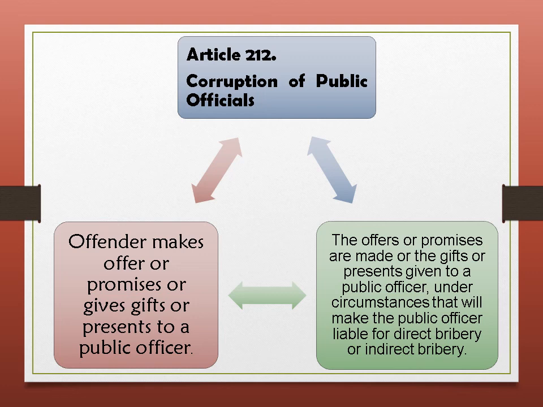So later on in the next slides, makikita nyo yung point na pinuprove ko. So we'll go first to the requisites, and that is number 1 here: the offender makes offers, or the offender promises or gives gifts or presents to a public officer, under circumstances that will make the public officer liable for direct bribery or indirect bribery. Ang offender kasi sa corruption of public officials is yung giver ng gifts or the offerer of promise. So siya yung offender, hindi yung public officer. So take note of that. Take note of Article 212 lang muna.